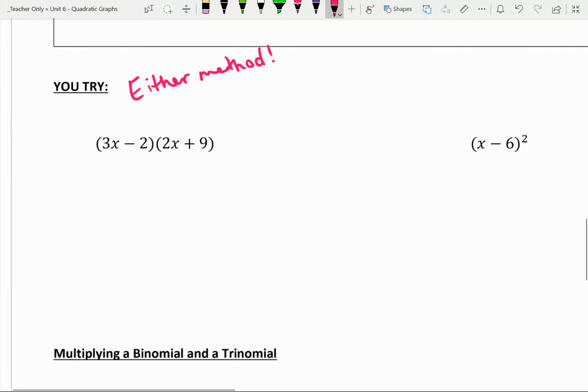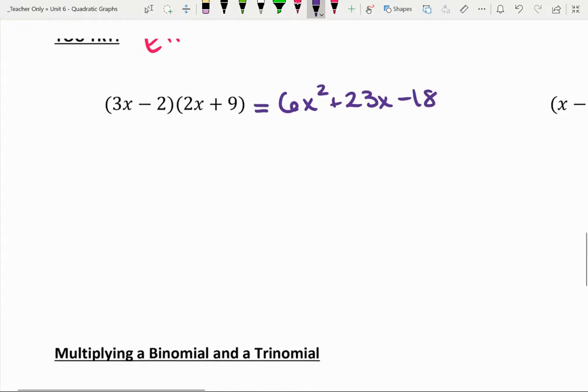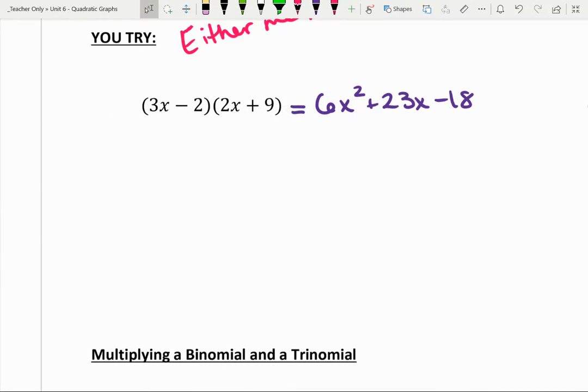All right, welcome back. So we're going to check our work here. So first thing I'm going to do, this is 3x minus 2 times 2x plus 9. And I just want to give you the equivalent expression here. Hopefully you got 6x squared plus 23x minus 18. So I'm going to do this one two different ways here. I'm going to show using both methods.